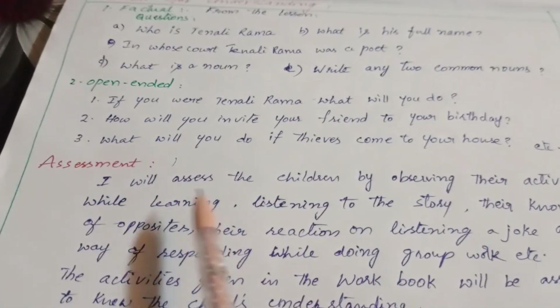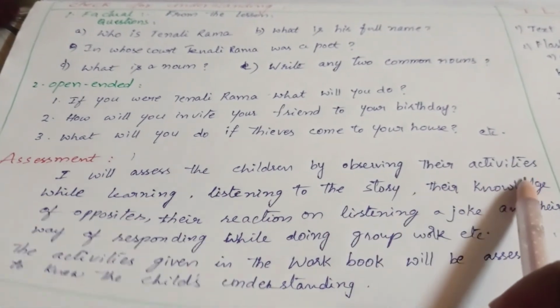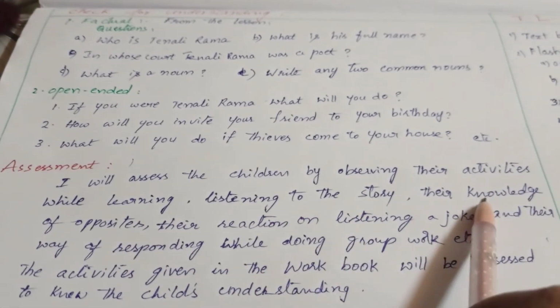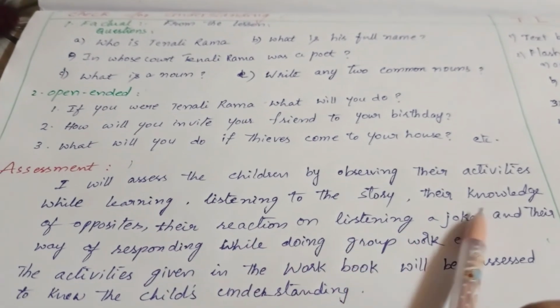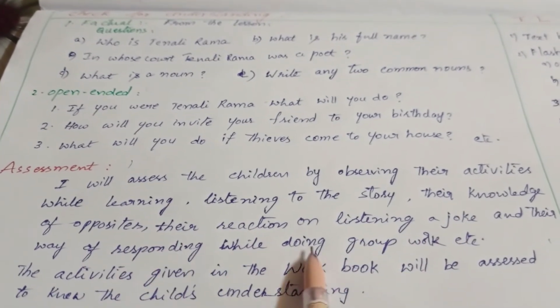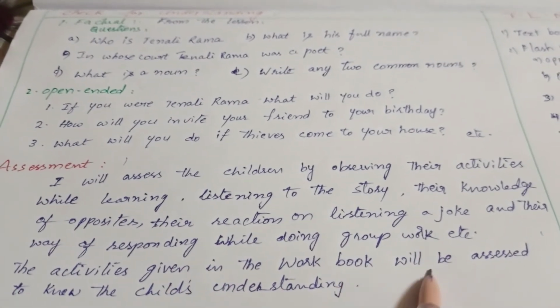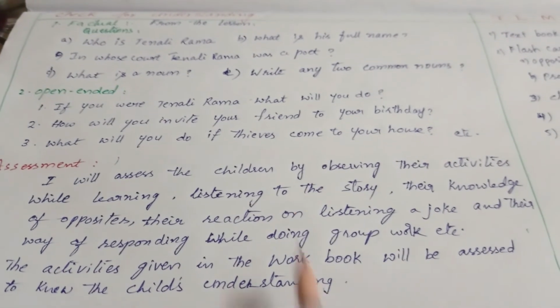And in the last comes the assessment. I will assess the children by observing their activities while learning, listening to the story, their knowledge of opposites, their reaction on listening to a joke, and their way of responding while doing group work, etc. The activities given in the workbook will be assessed to know the child's understanding.